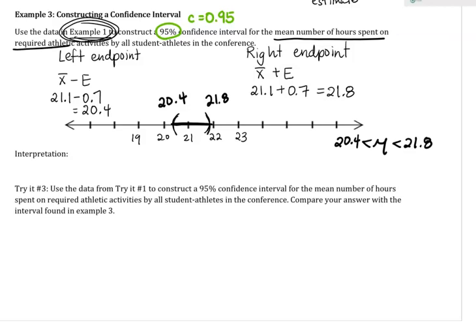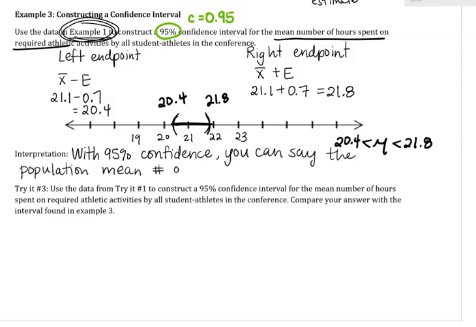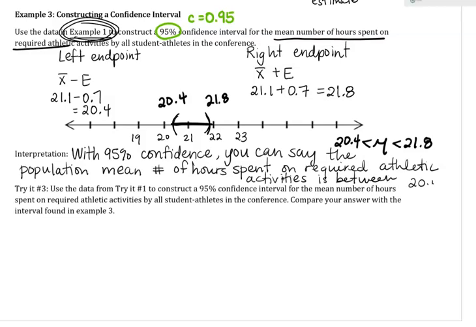And then as an interpretation, what we will say is we will start off with our confidence level. We know that we are 95% confident. So with that confidence level, we can say that the population mean number of hours spent on required athletic activities is between 20.4 and 21.8 hours. That is our interpretation of that confidence interval.